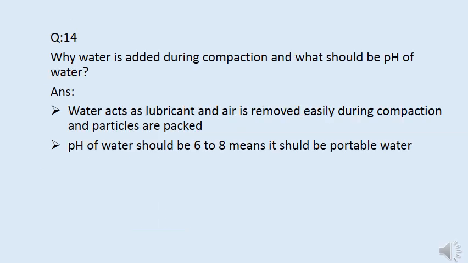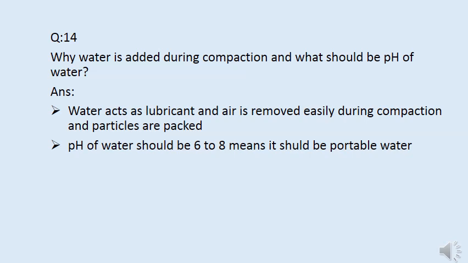Why is water added during compaction, and what should be the pH value of the water? Water actually acts as a lubricant, and the air is removed easily during compaction and particles are packed. When we apply the compactive effort, the soil particles come close, and if water is there, it will act as a lubricant, and these soil particles will slide and will be packed. The pH of the water will be 6 to 8, meaning that the water used will be potable water.